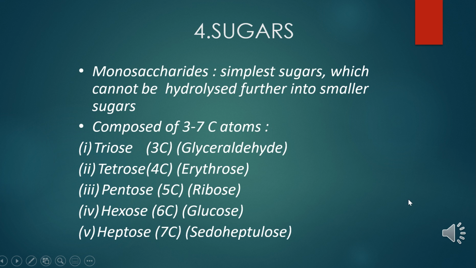This slide is showing about sugars, monosaccharides. These are the simplest sugars which cannot be hydrolyzed further into smaller sugars. So they contain carbon atoms from 3 to 7 atoms. Just like triose, glyceraldehyde; tetrose, erythrose; then pentose, ribose; and hexose, glucose; and heptose, pseudoheptulose.